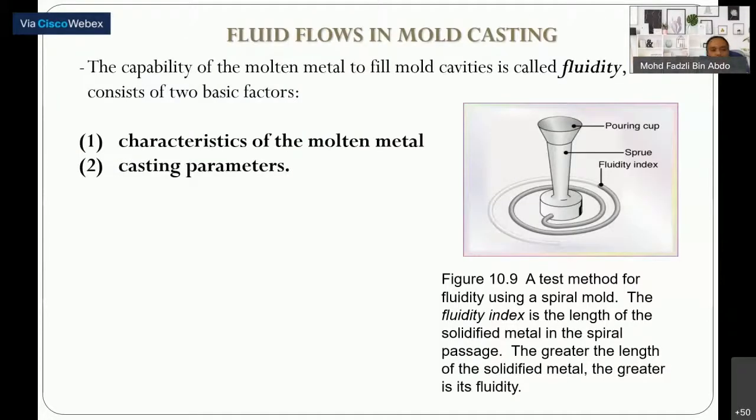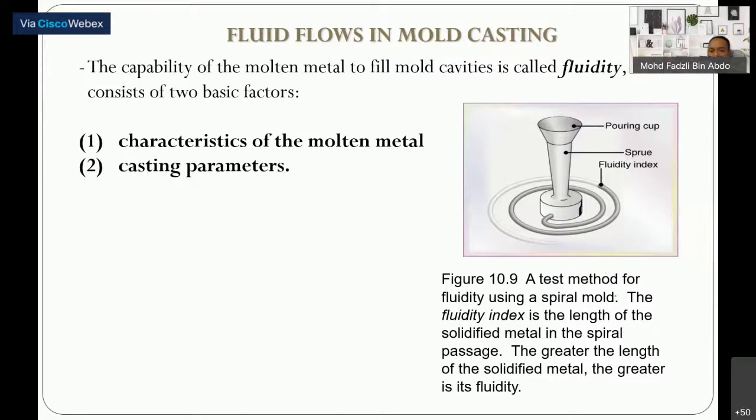The capability of the molten metal to fill the mold cavity is called the fluidity. Fluidity means the capability, maksudnya keupayaan lah that molten metal tadi untuk memenuhi this cavity. Cavity ni ataupun kita punya produk yang kita nak lah. And then which consists of two basic factors, characteristic of the molten metal ataupun casting parameter.